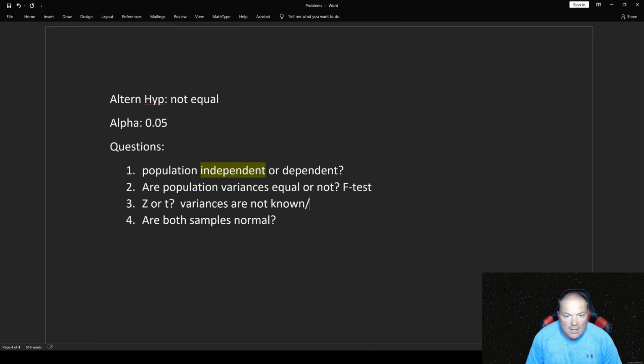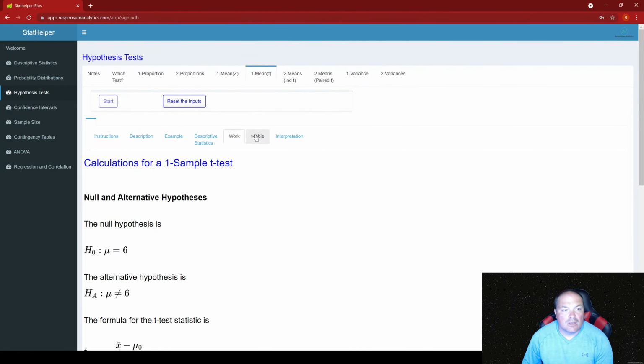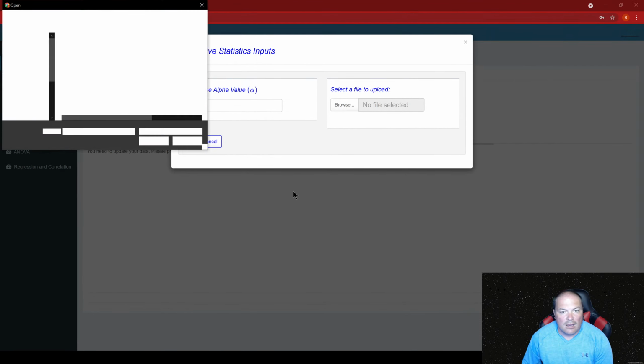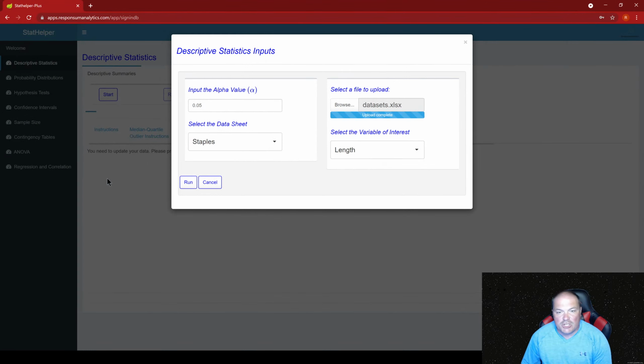The next thing we need to know is whether the samples come from a normal distribution. In order to figure that out, we're going to go back to the software and test both samples. We're going to go back to descriptive statistics. I'm going to reset the inputs, go to start, and pick data sets. Now we need to check both, so I'm going to go to extensibility. We're going to do H first. Click run.